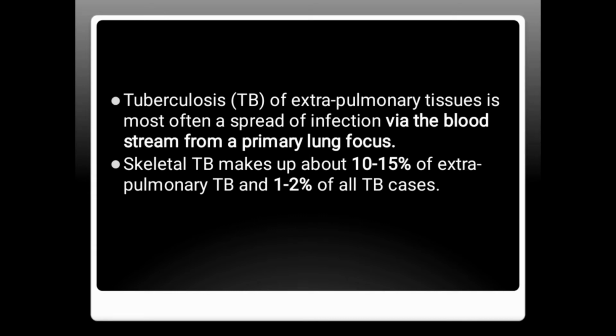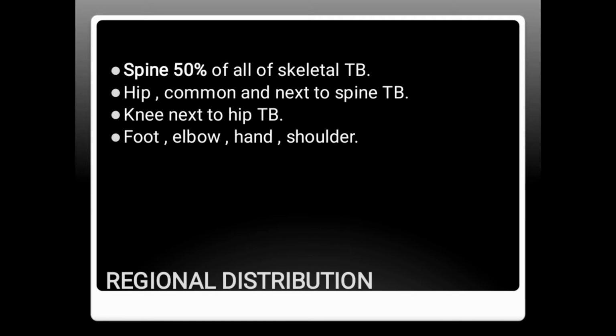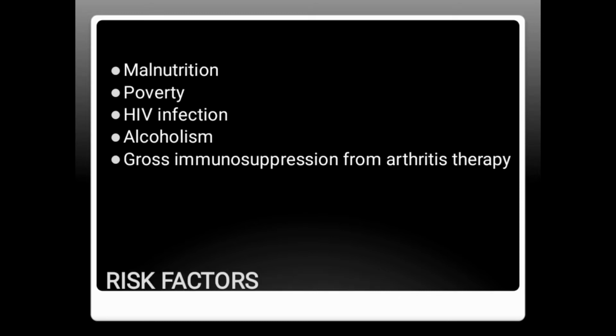cases. Percentage of regional distribution of skeletal tuberculosis: spine, 50% of all skeletal tuberculosis; hip, common and next to spinal tuberculosis; knee, next to hip tuberculosis; foot, elbow, hand, shoulder, respectively. Now, risk factors include malnutrition, poverty, HIV infection, alcoholism, and immunosuppression from arthritis therapy.